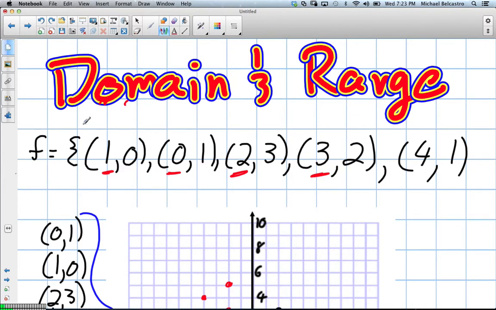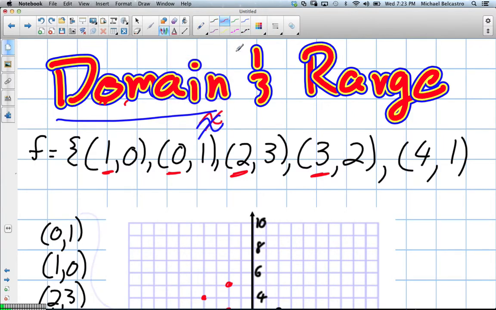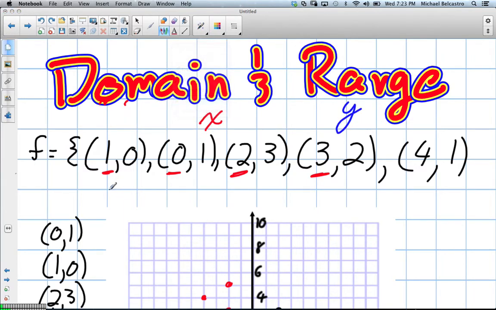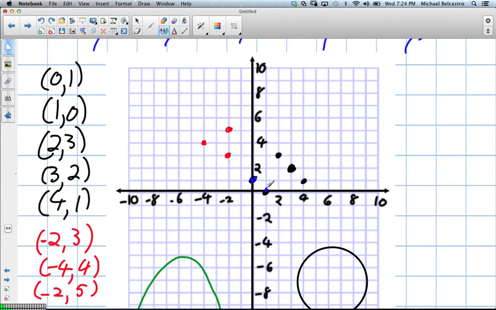Now domain deals with x values. So we're talking about all the possible x values in a set, while range deals with y values, all the possible y values in a set. Well, these ones are specific values. Each of them is one specific coordinate. So what we have are 1, 2, 3, 4, 5 coordinates. Those are the only things. It's not continuous between them like our other ones down here are going to be.